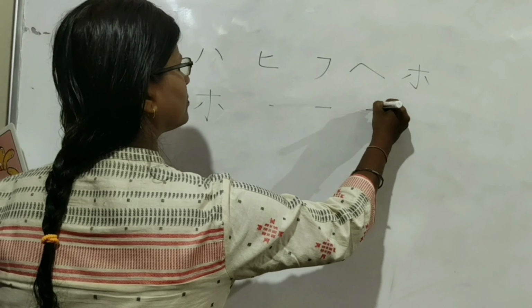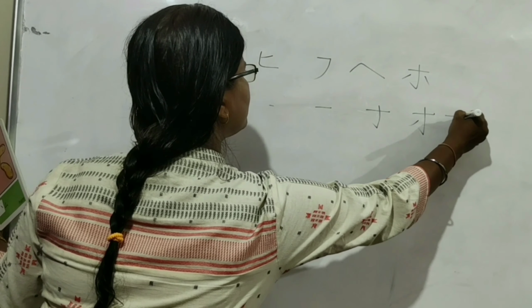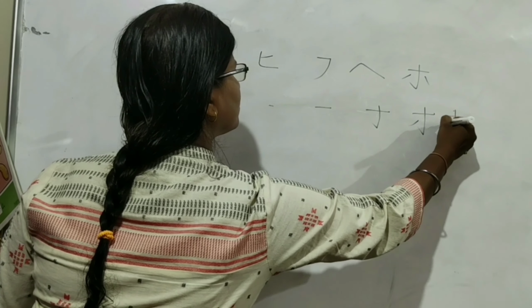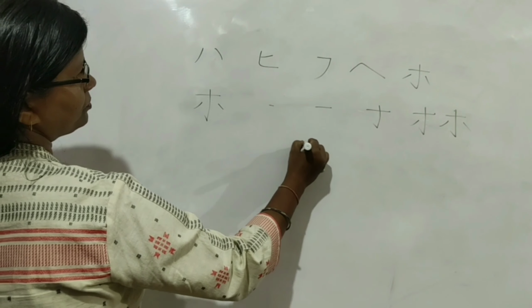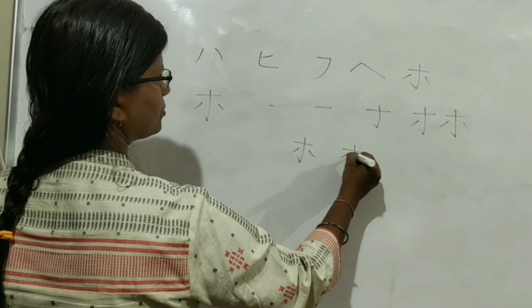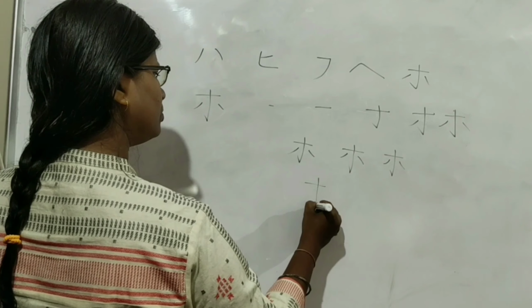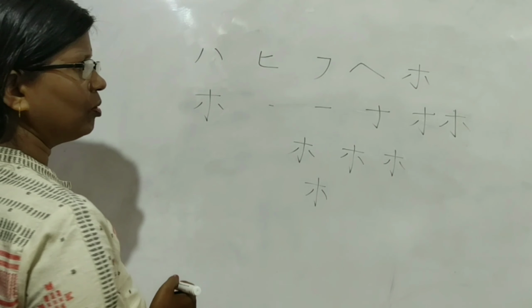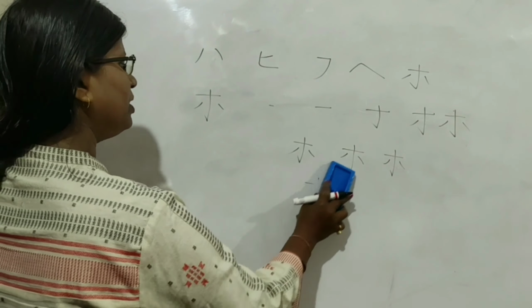First stroke, second stroke, third stroke, fourth stroke. Ho. Okay. Similar to hiragana: ha, hi, fu, he, ho.